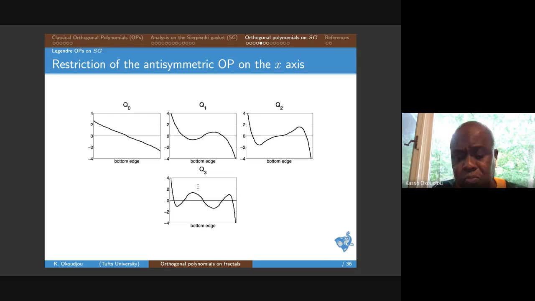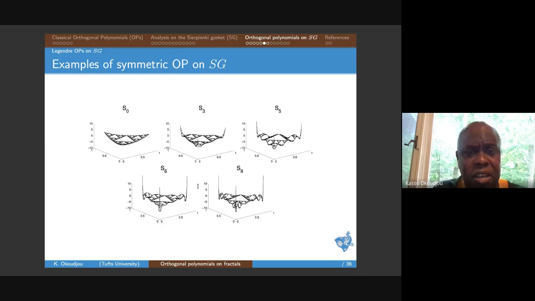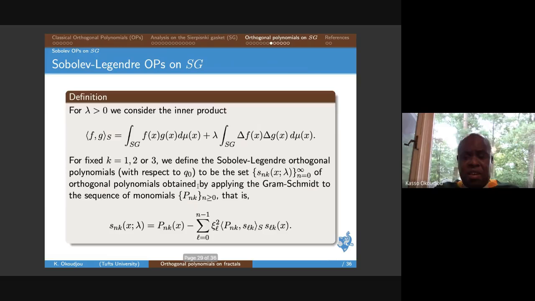These are examples of symmetric polynomials. They seem to be symmetric, and we've done a few more things with them. So these are the restrictions. There are a few more things I could go on to say, but I want to keep it at a general high level.